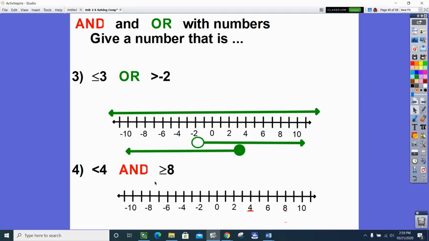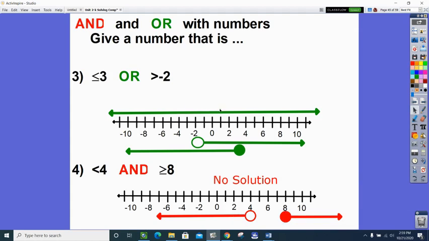Now, can you think of a number that is less than 4 and greater than or equal to 8? And you're sitting there kind of scratching your head, right? So here are the two pieces. Here is the numbers less than 4. Here's the numbers greater than or equal to 8. And notice there is no overlap. There is no part that makes both true. So really, this graph would be a no solution. There's no numbers. And you wouldn't leave this graph, you'd cross it off.